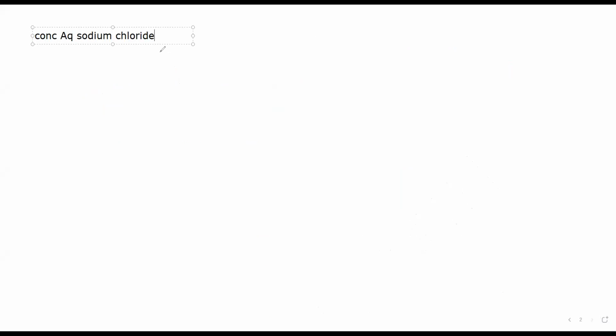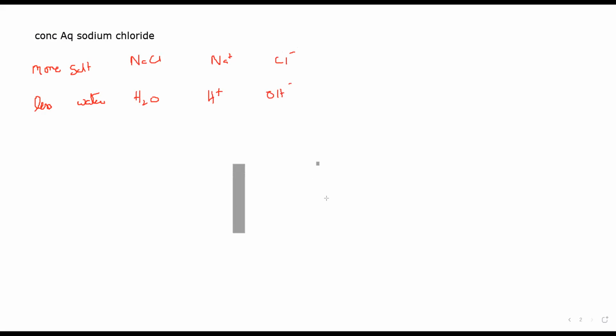the term concentrated aqueous sodium chloride means it will have more salt and less water. More salt means more NaCl and less water, H2O. So there will be sodium ion, chloride ion, hydrogen ion and hydroxide ion. If they did not mention the electrodes, the electrodes are made of carbon or platinum.